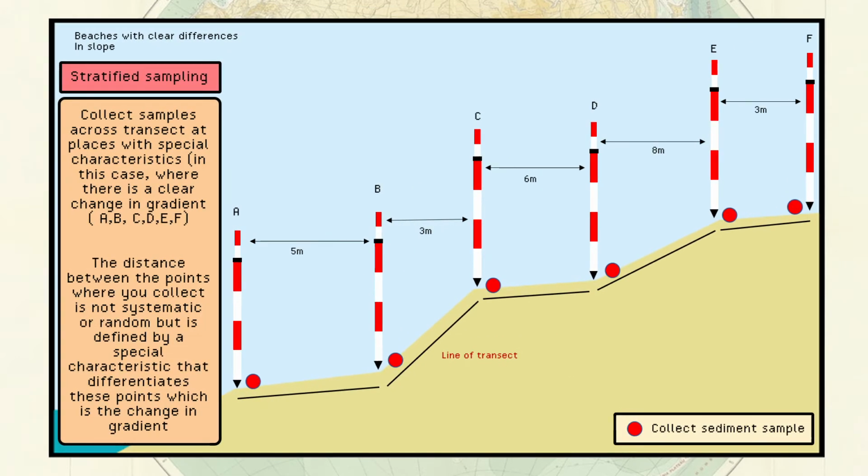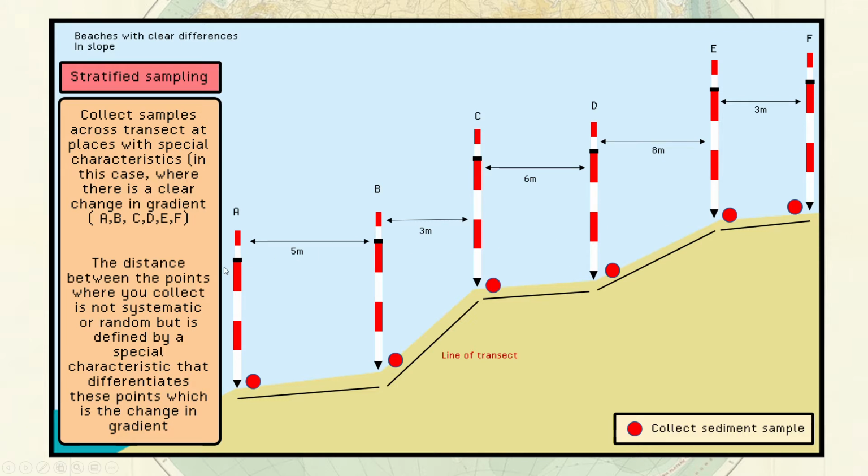For stratified sampling, we have a different diagram, because remember, in the previous method, how we decided where to collect samples was based on when the slope changes. Let me just read out to you here. When you do stratified sampling, you collect samples across the transect at places with special characteristics. In this case, the special characteristic is when the slope changes. You see at B, the slope starts changing. At C, the slope starts changing. At D, the slope starts changing. At E, the slope starts changing, and so on and so forth.